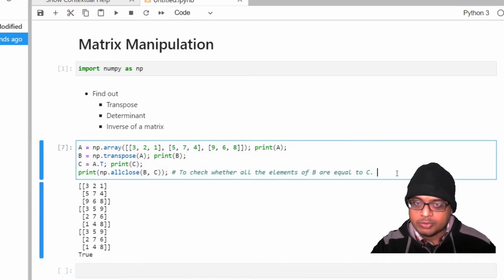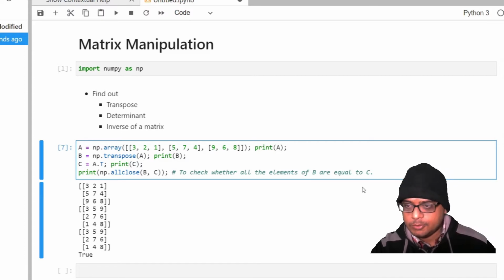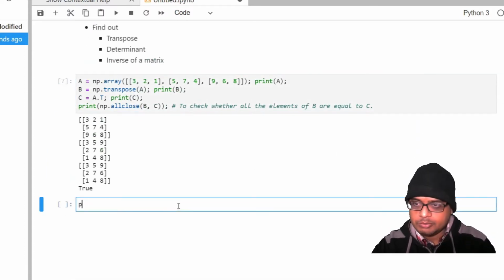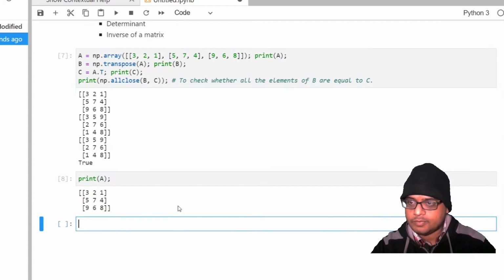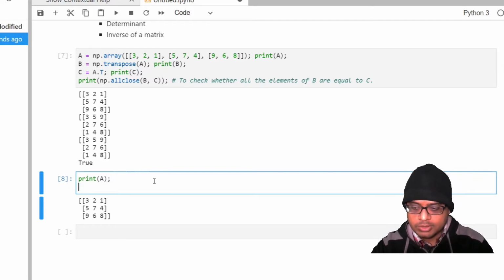Let us find out the determinant of A. In order to do that, let me create a new cell and print out A real quick. Okay, to find the determinant, we must make use of the linalg submodule of numpy. So let's call it D equal to np.linalg.det.